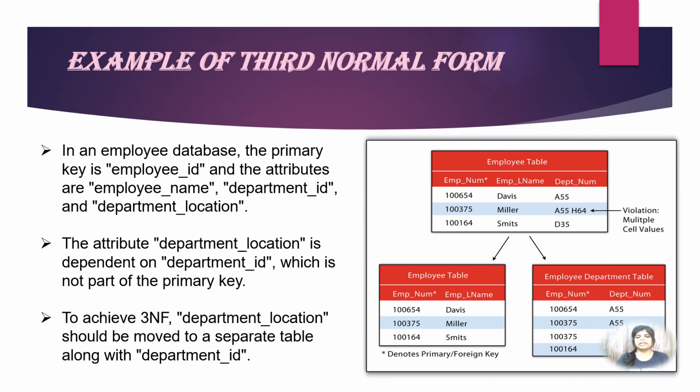Here in the table we can observe the employee table: employee number, employee last name and the department number are segregated into two tables, employee table and employee department table, and employee number and employee last name are moved to the employee table, and employee number and the department number to the employee department table.